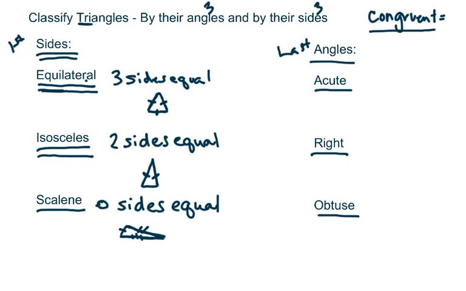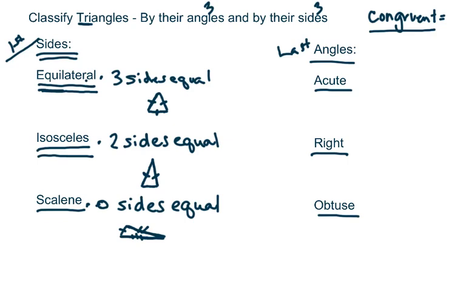So when we have three sides equal, we have our equilateral triangle. When we have two sides equal, we have an isosceles triangle. And when we have no sides equal, we have what's called a scalene triangle. That's how we get the first name of the triangle. The second name, or the last name, is going to come from the angles.